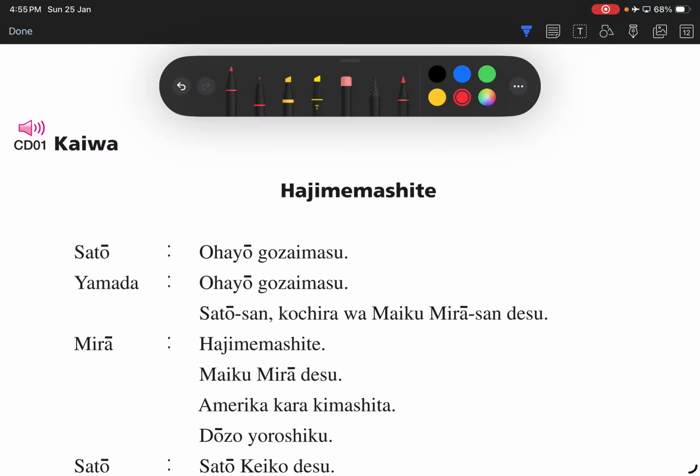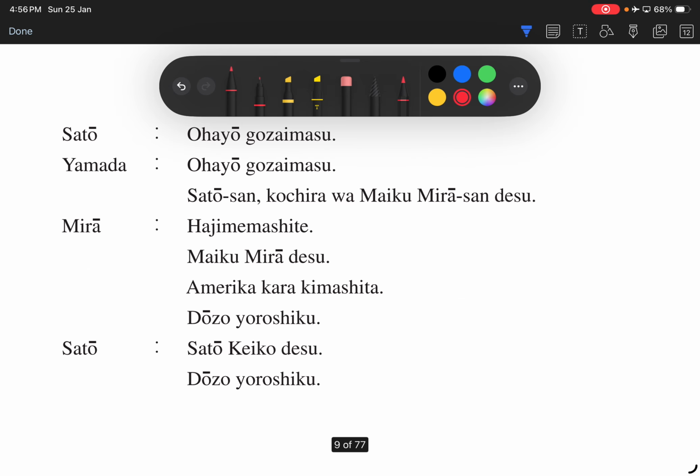Don't worry about it. Mira says, はじめまして. Nice to meet you for the first time. マイクミラです. Then next, アメリカから来ました. We will not learn kara for now. We will learn it later in lesson 6 or 7. Basically, it means I came from America.